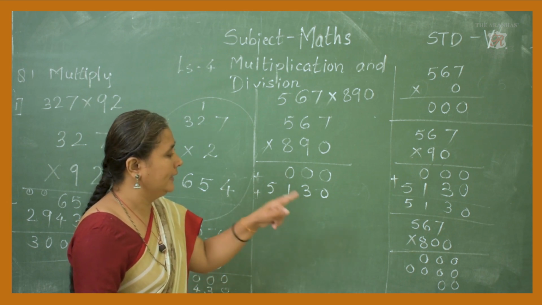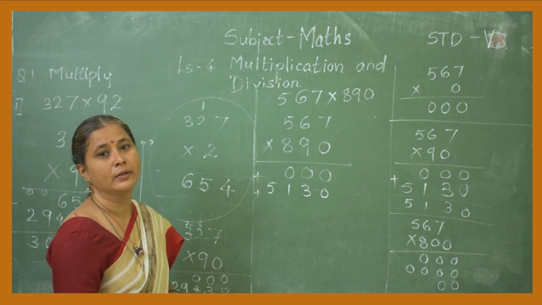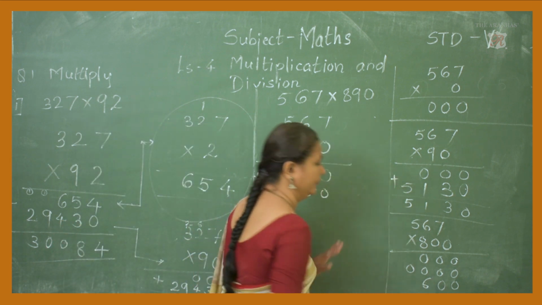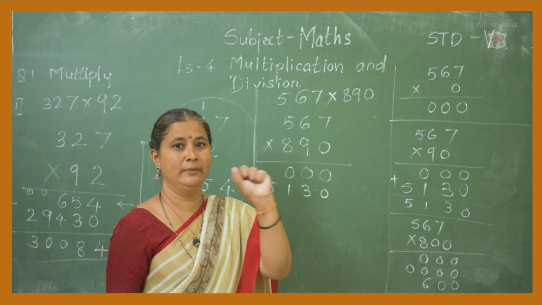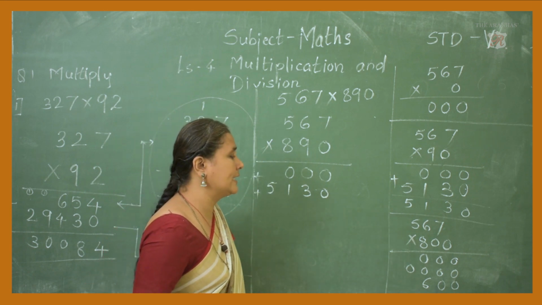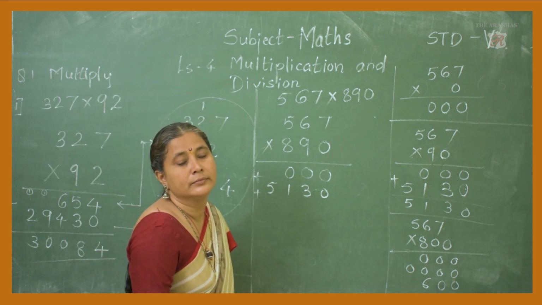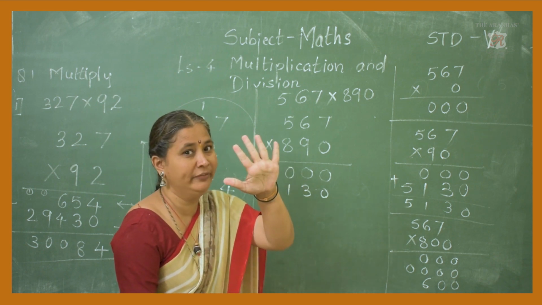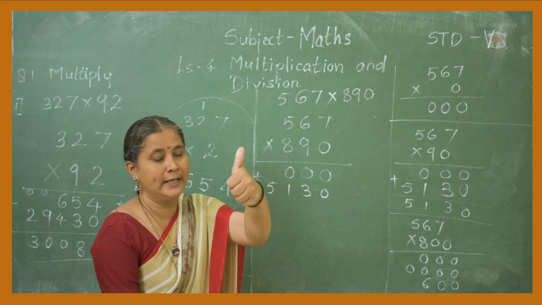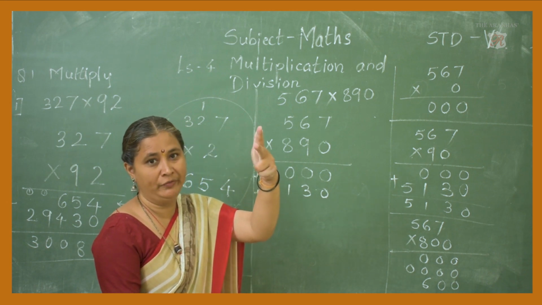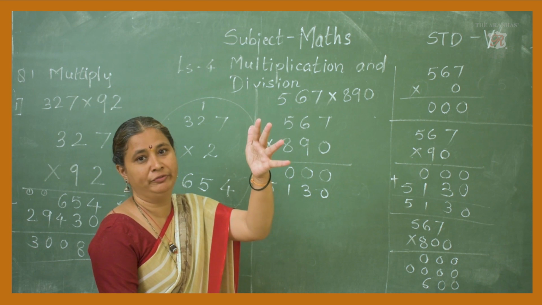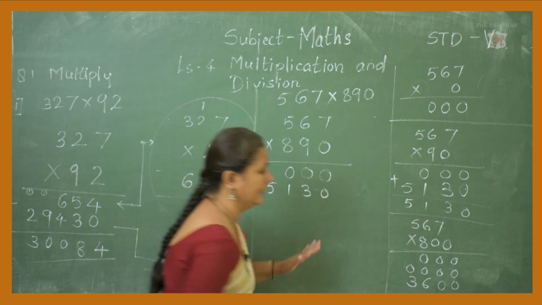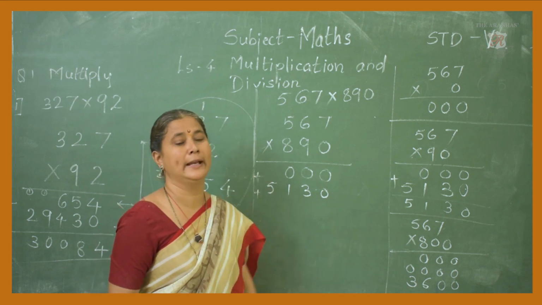Okay. Now 8 sevens are 56. So 6 for the answer, 5 for the carry. Keep it in mind. Now 8 sixes are 48. 48 and this carry 5. 48, 49, 50, 51, 52, 53. Isn't it? So 3 for the answer and 5 again for the carry.